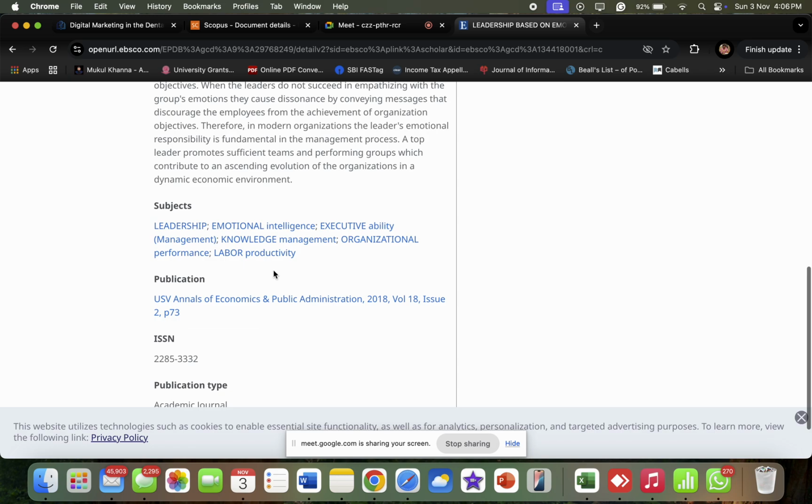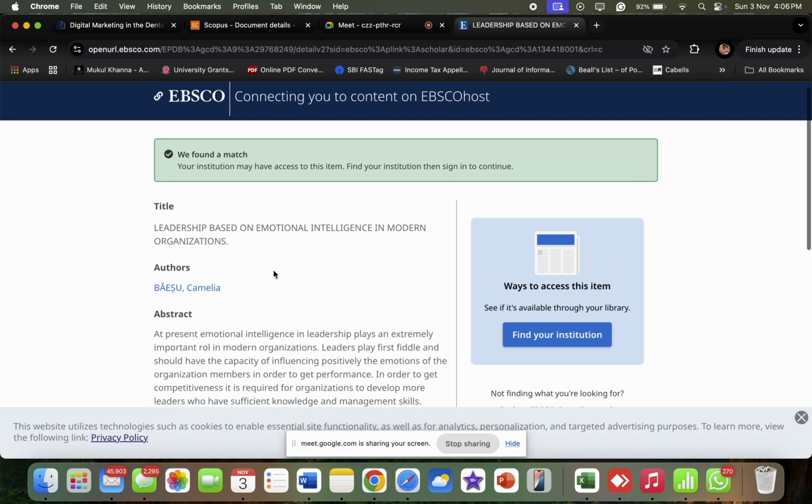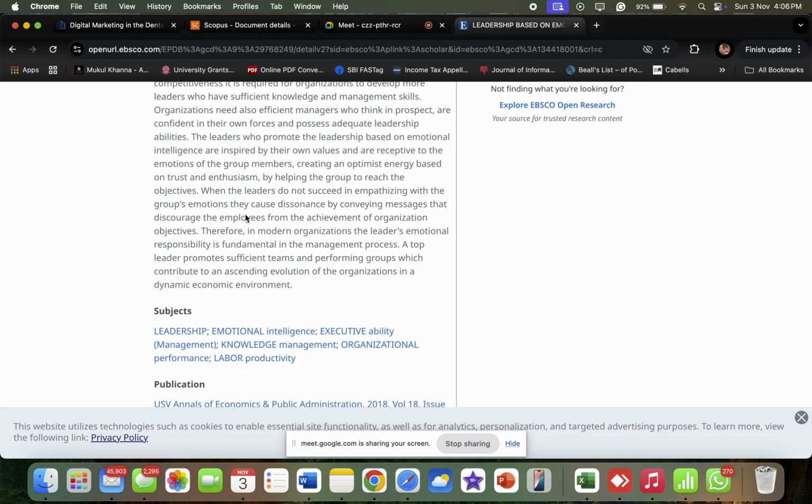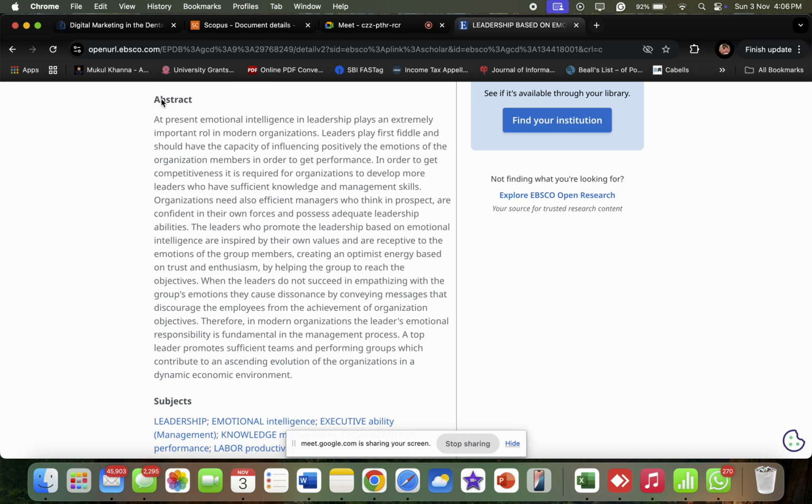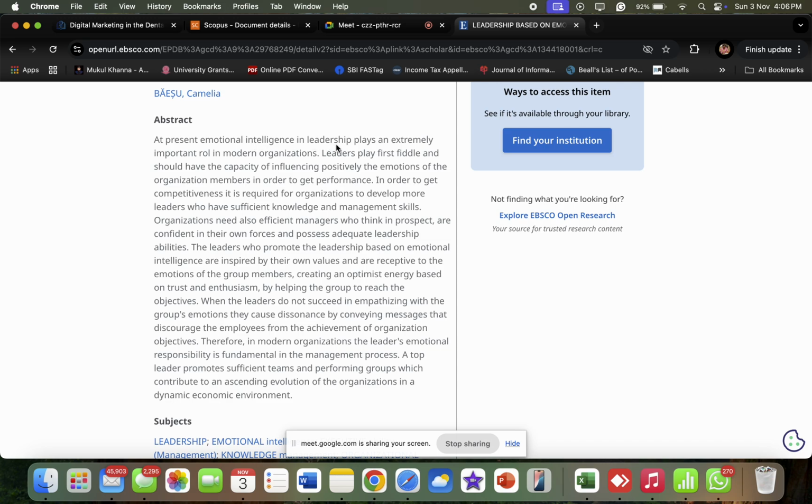Okay, so this is the paper. This is not the entire paper, it's just the abstract. So we can try to read the abstract and get to know what the paper is about. At present, emotional intelligence and leadership play an extremely important role in modern organizations. Leaders play the first fiddle and should have the capacity of positively influencing the emotions of the organization's members in order to get performance. So basically what is the role of a manager or a leader? A good leader is one who is able to make others complete their work on time and help them if they are facing any issues, right? Is that right? Yes, sir. Yes. So this is what it is saying.